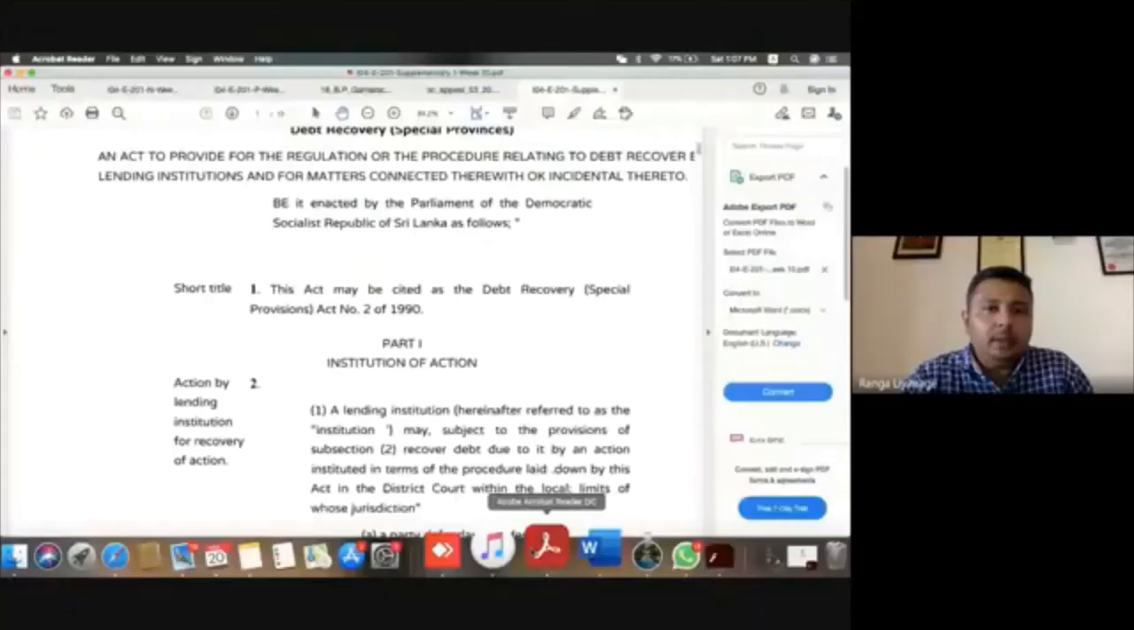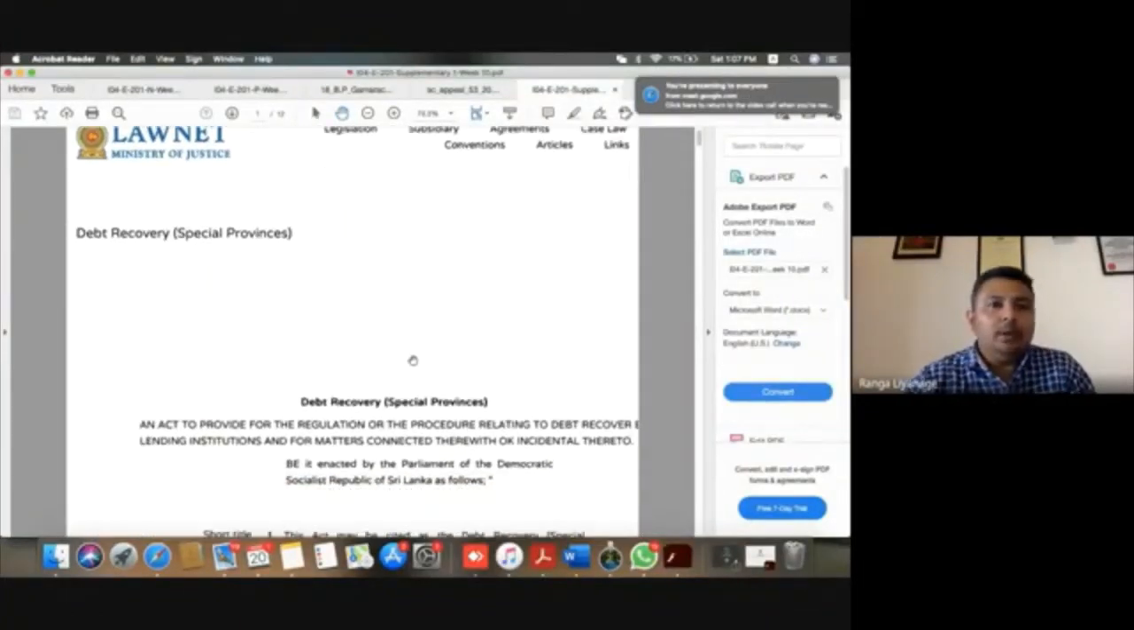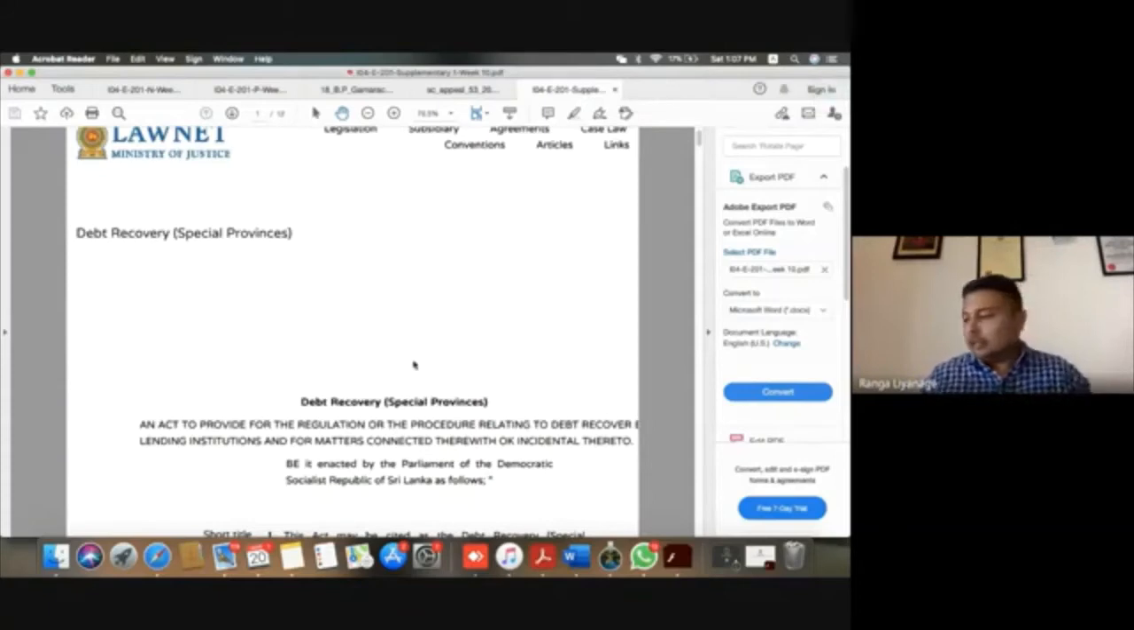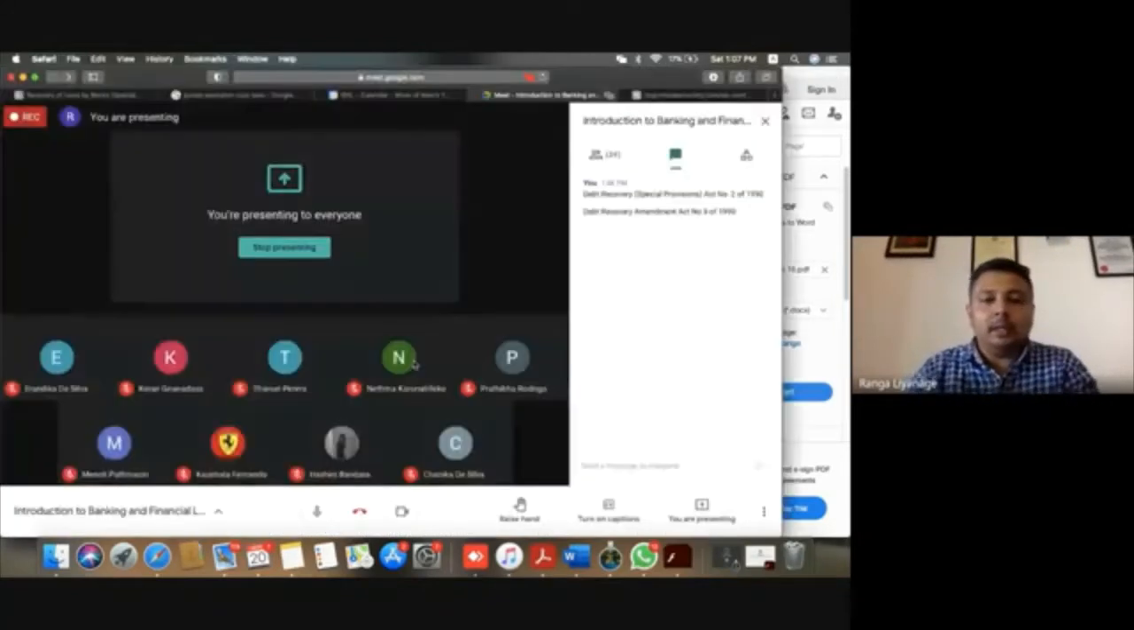What you need to, I will just show you the original act on the screen now. This is quite important, right? And again, links to these acts are freely available on the internet. Any act for that matter is available at www.documents.gov.lk. You can find whatever acts you are looking for on this website. And this is an official site.